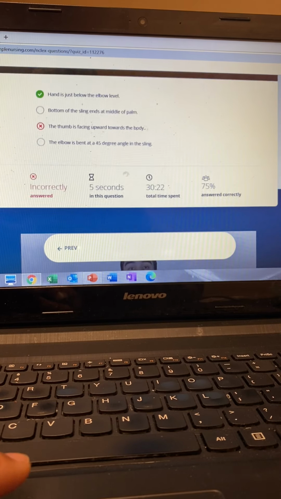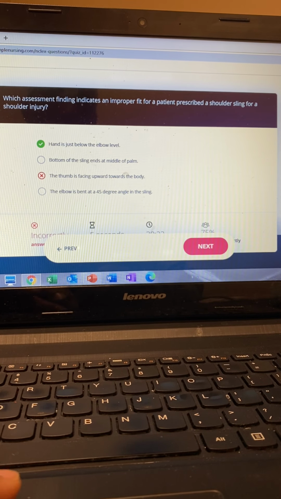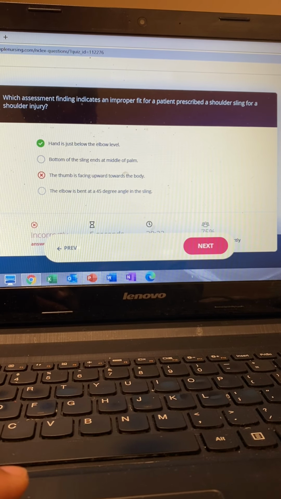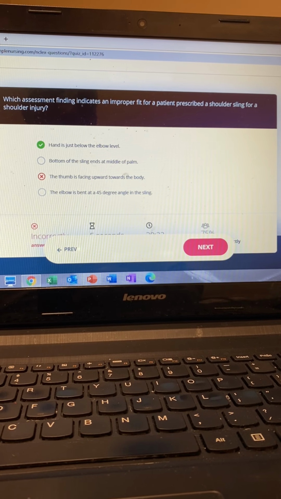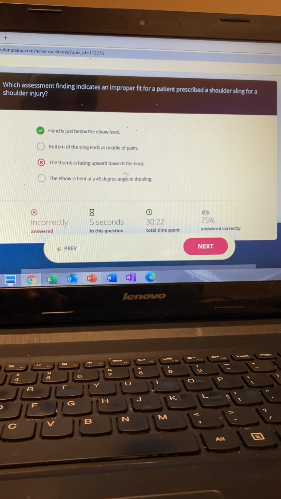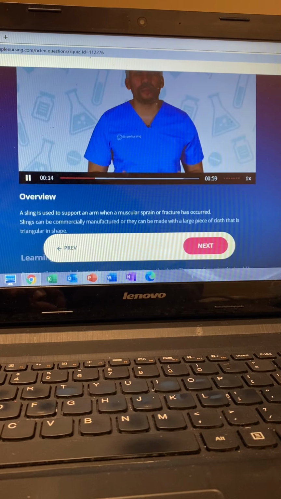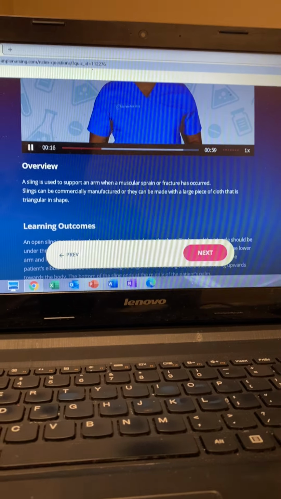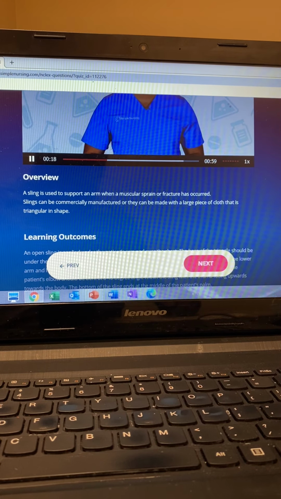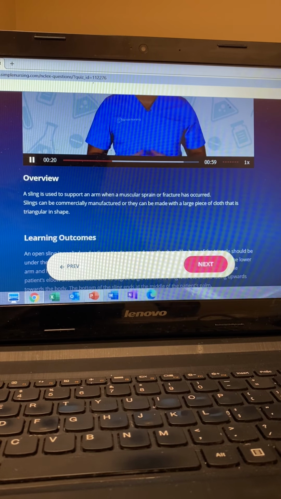Now, using our 3 steps, let's break this down. So this question is asking for the assessment finding for the key problem, a shoulder sling that's an improper fit. So the biggest thing I'm thinking here is something that's not holding the arm up on that affected side. So our solution here are findings that show that the sling is an improper fit.